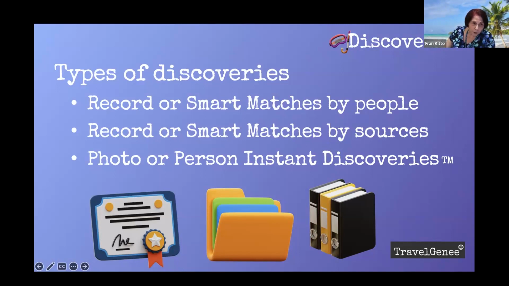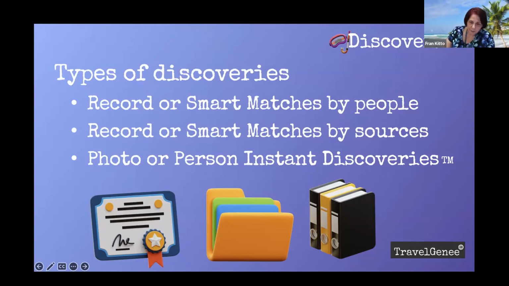And both these record and smart matches are sorted by people in your tree or by source type. And it means that you can look at these in different ways to help accommodate your particular research method for a particular project. And the last one, instant discoveries, is a package of family history information that you can apply to your family tree with just one click. And these might be photo or person instant discoveries.